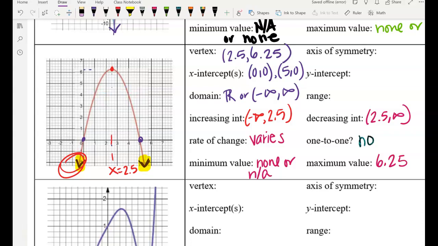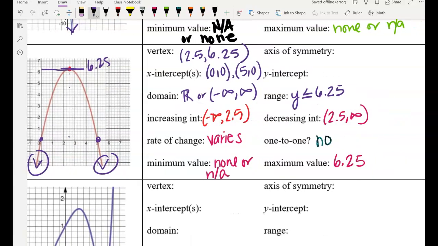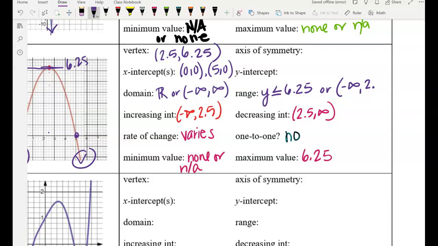The range is a list of all of the y values. So because we are using arrows here, the largest y value we have is 6.25. Arrows mean it goes downward. So that means it's going to be y is less than or equal to 6.25. Now we can also write that in interval notation. We can write negative infinity all the way to 6.25. In all interval notations, can you guys see that we're always going to write small x comma larger x, or small y comma larger y?